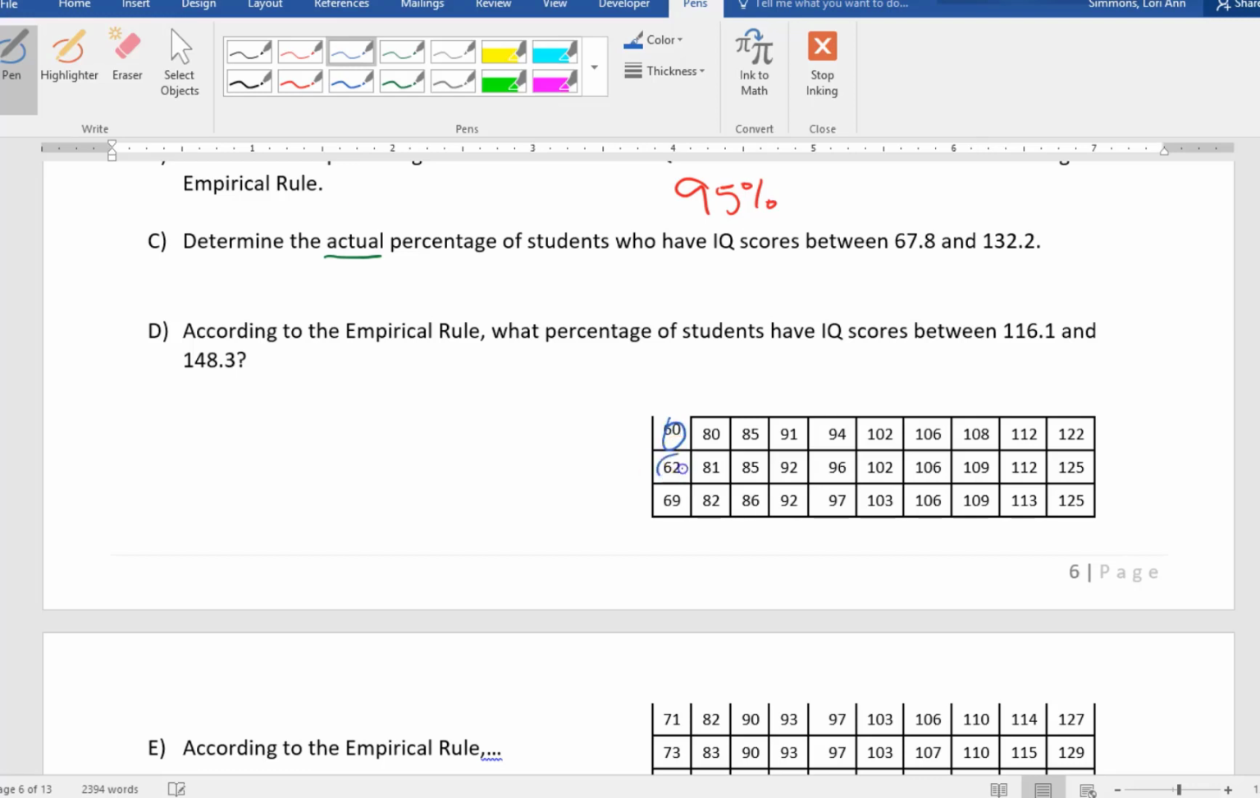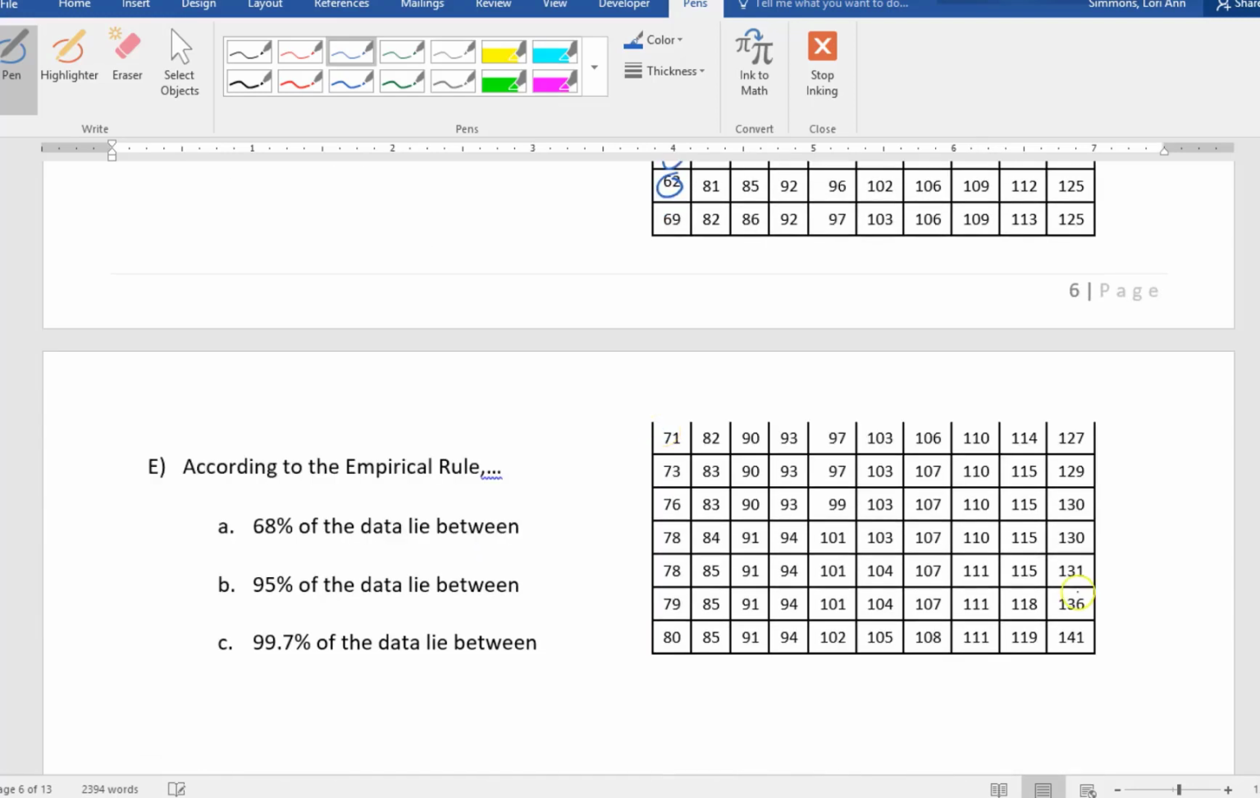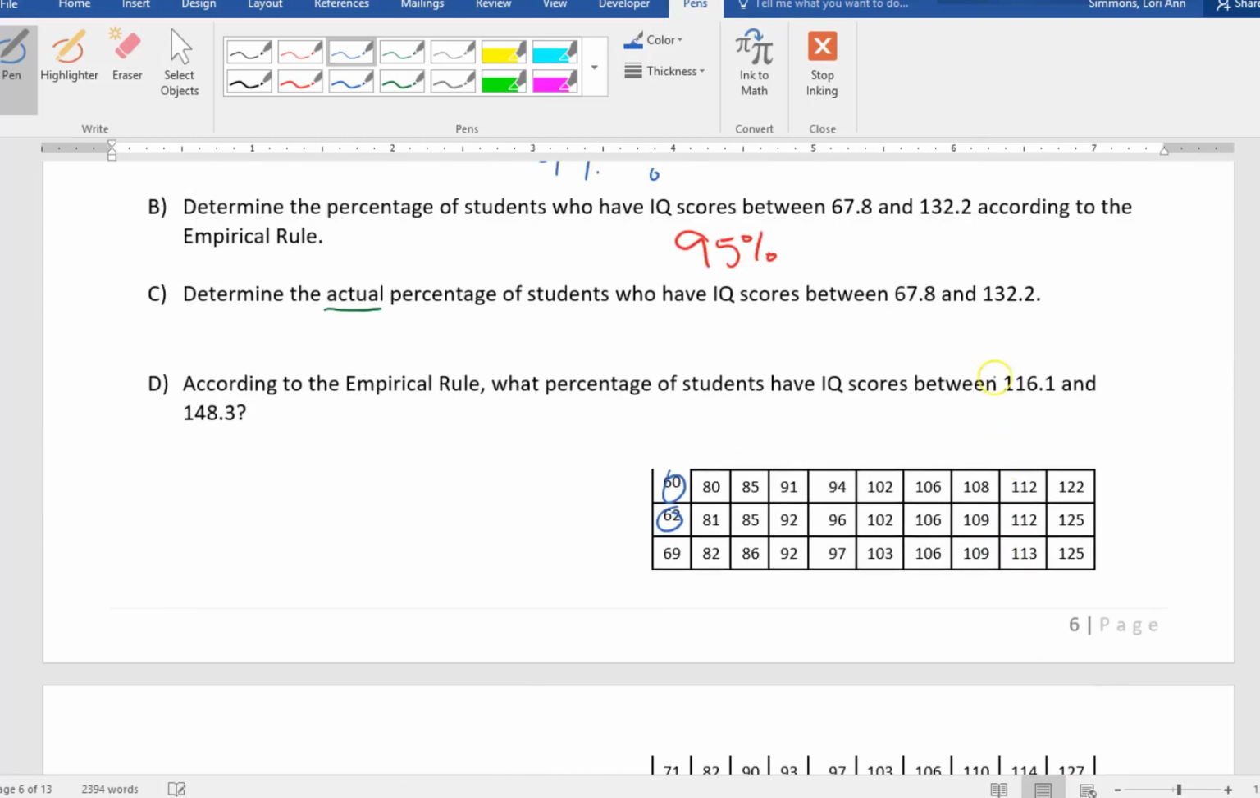These are in order if you go down. So we have 2 there and these last 2. So 4 out of 100 are outside of that range. That means 96% actually have this score. So this is a great representation. We're very, very close.